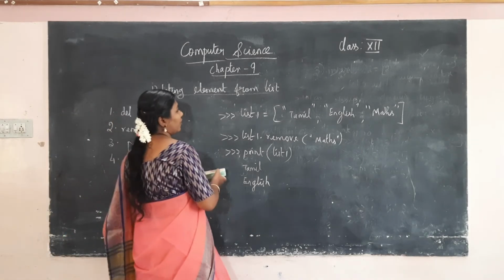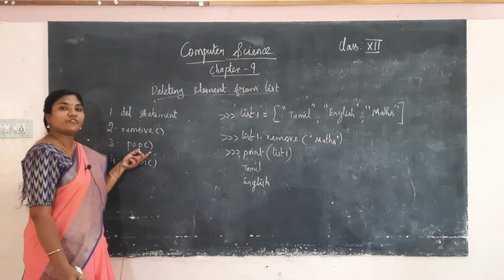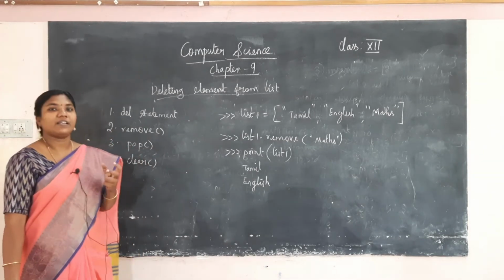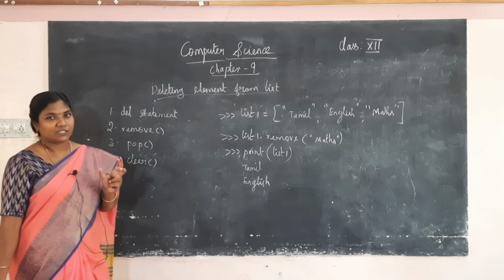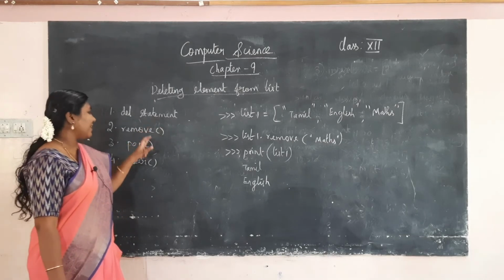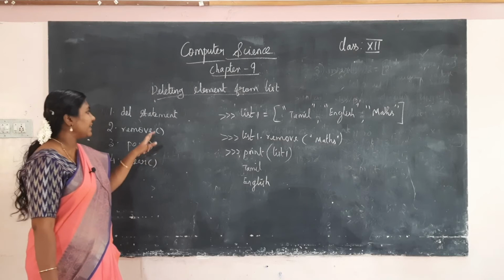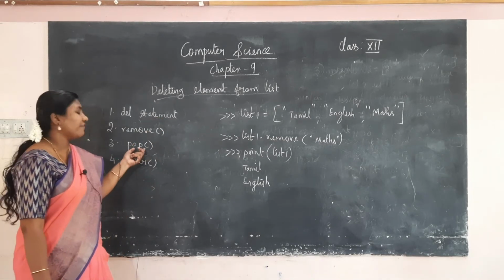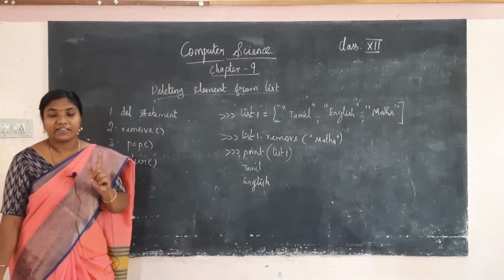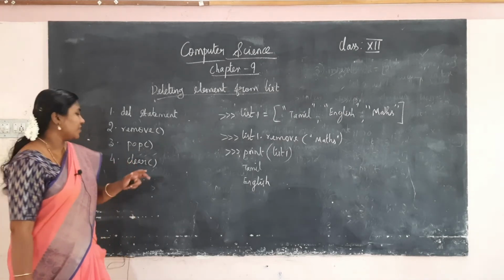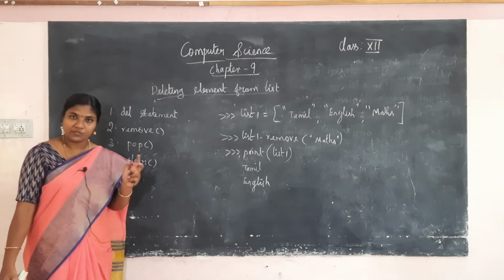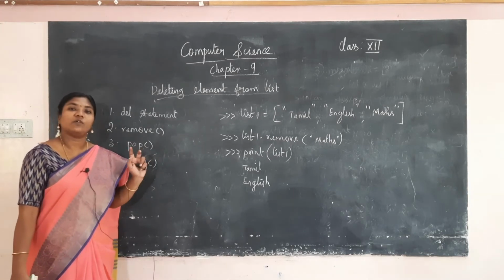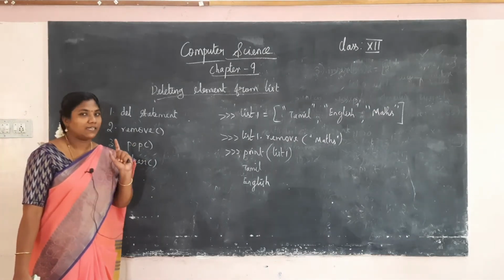So let us see forward. For the pop function also we give the index value. It will delete the element at the index value we have given. The difference between the del and pop statements is that in the del statement we can delete more than one element, but in pop we can delete only one element. Clear? So the pop function is also used to delete using the index value, but using the pop function we can delete only one element of a list.